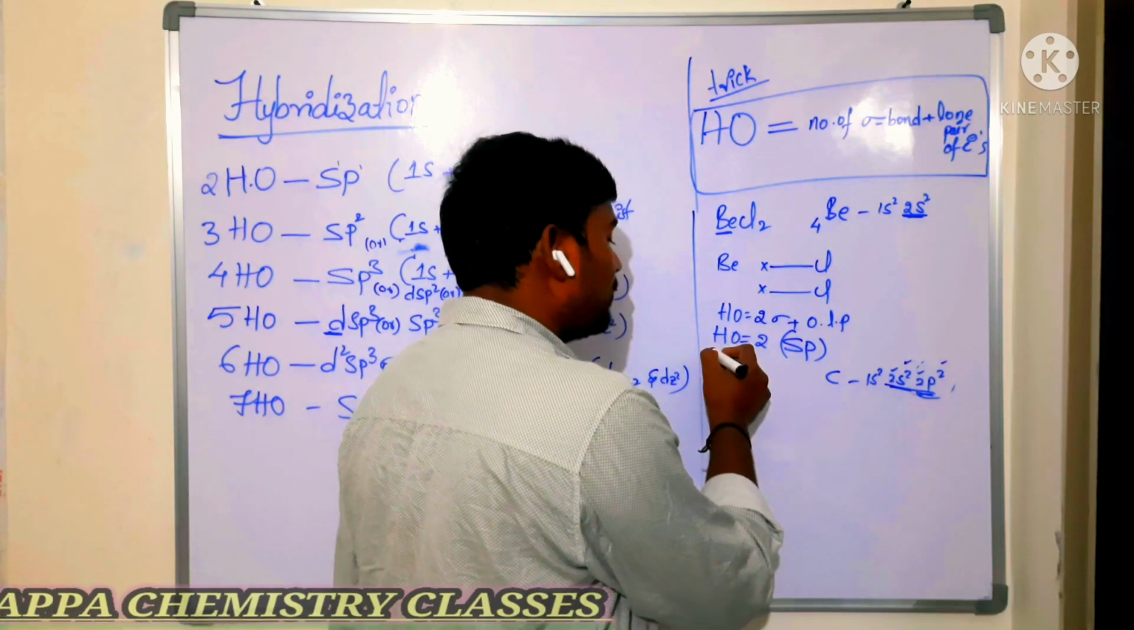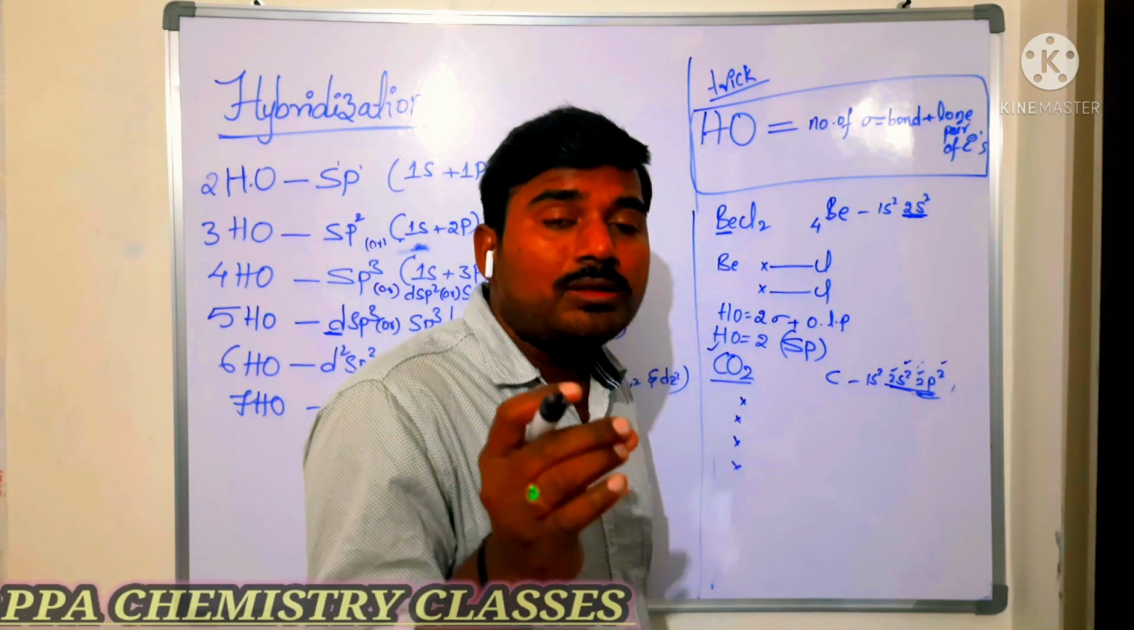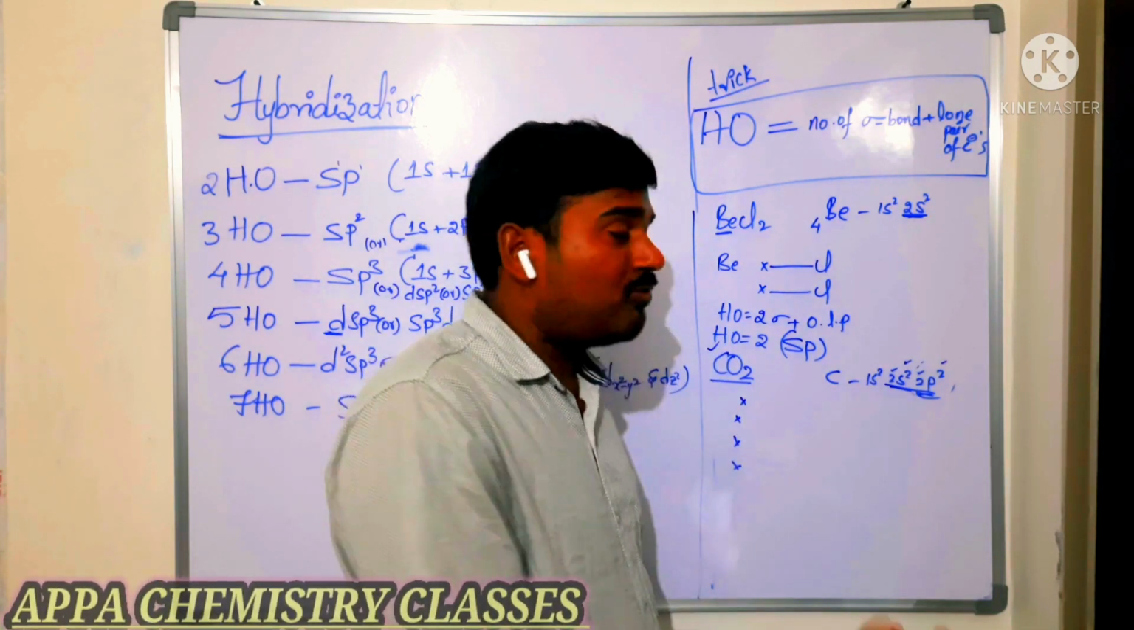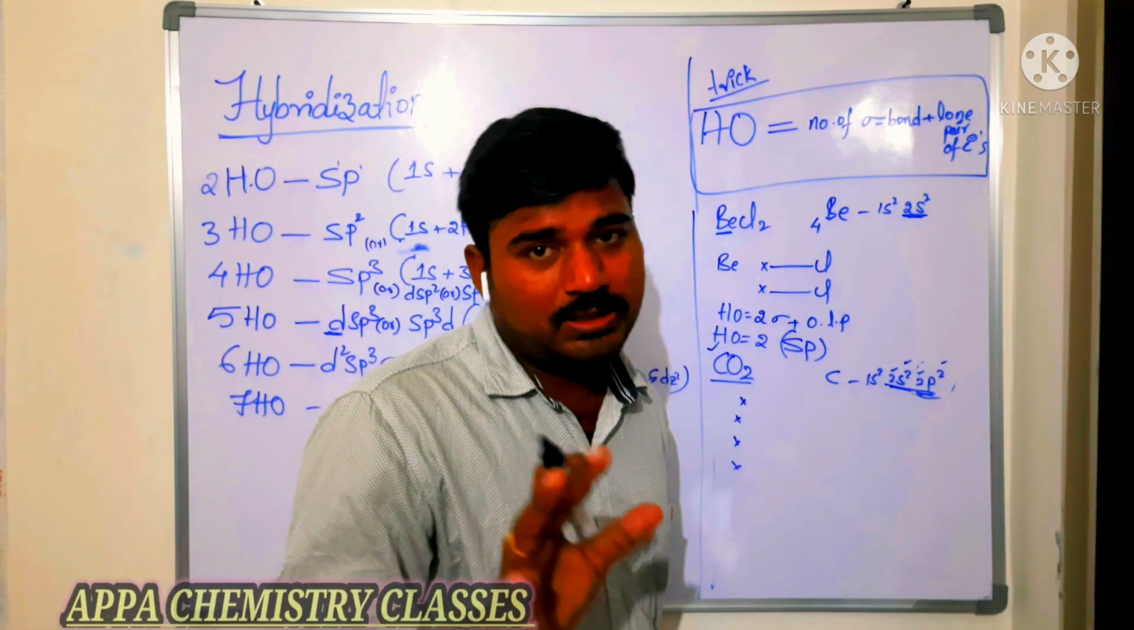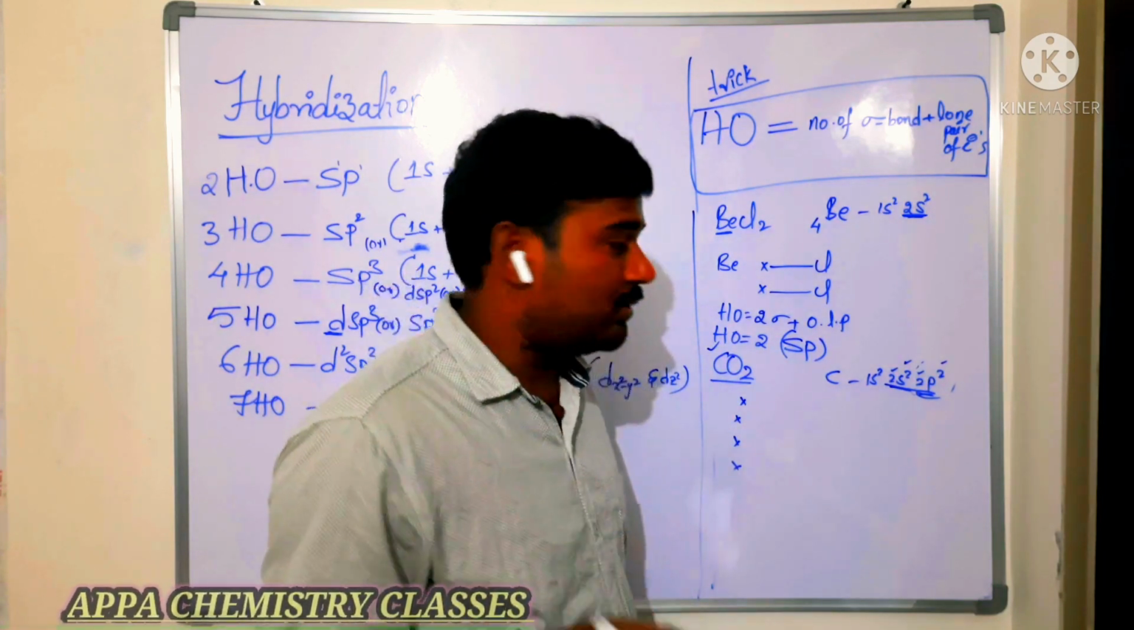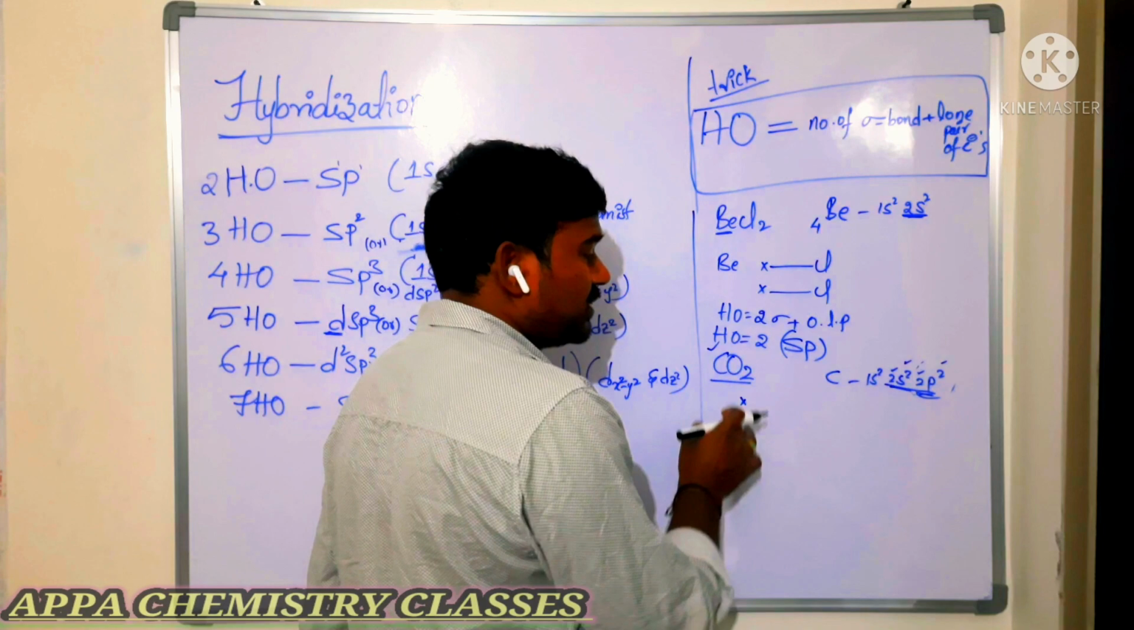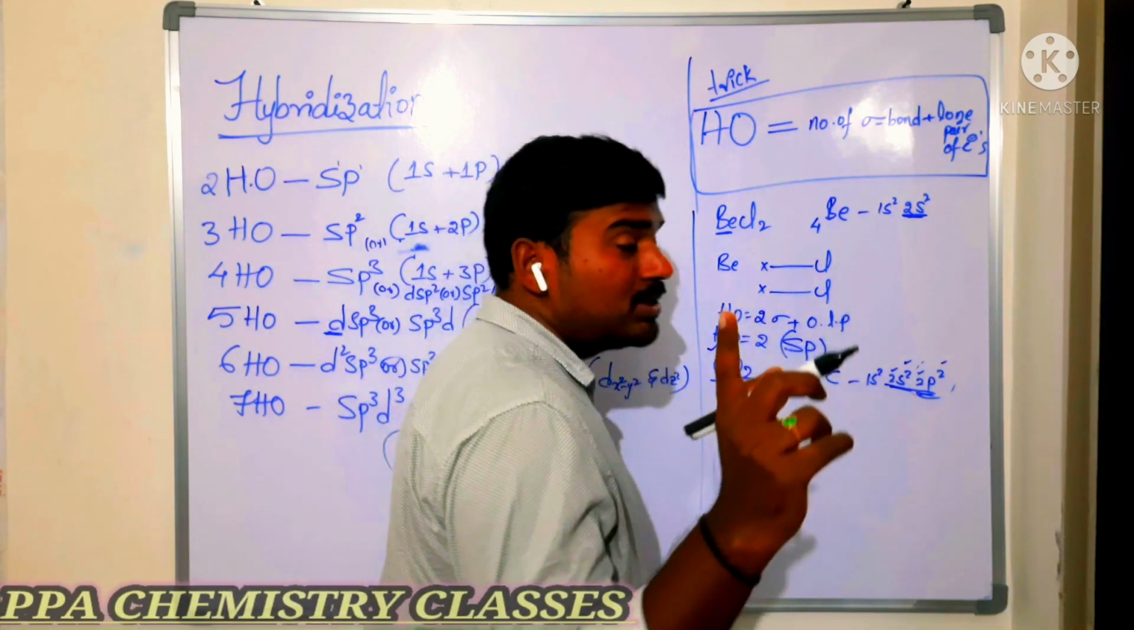Now what is the bonded atom here? The central atom is carbon. What is meant by central atom here? The atom which can form the largest number of bonds in a molecule is called the central atom. Do remember that one. Now here the oxygen is there, 2 oxygen atoms.